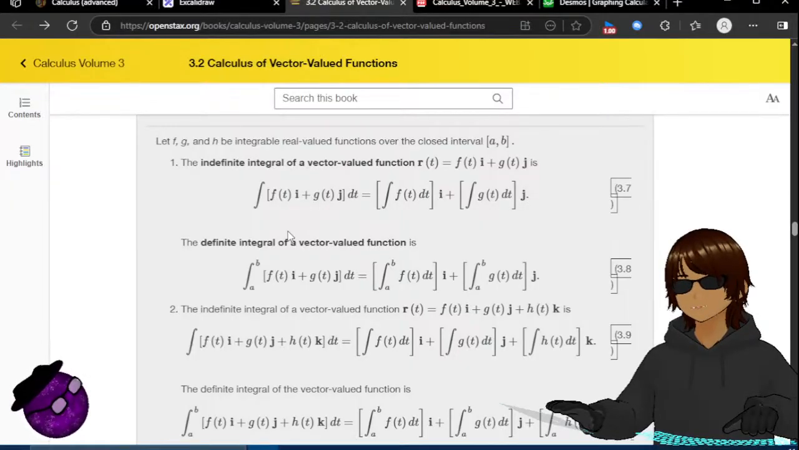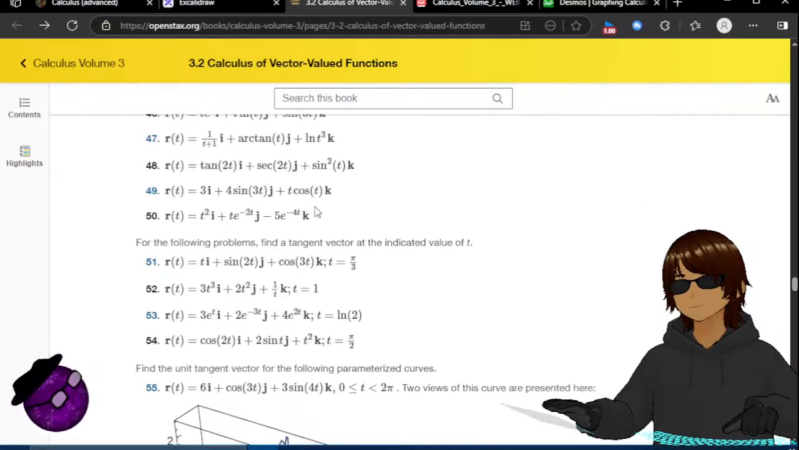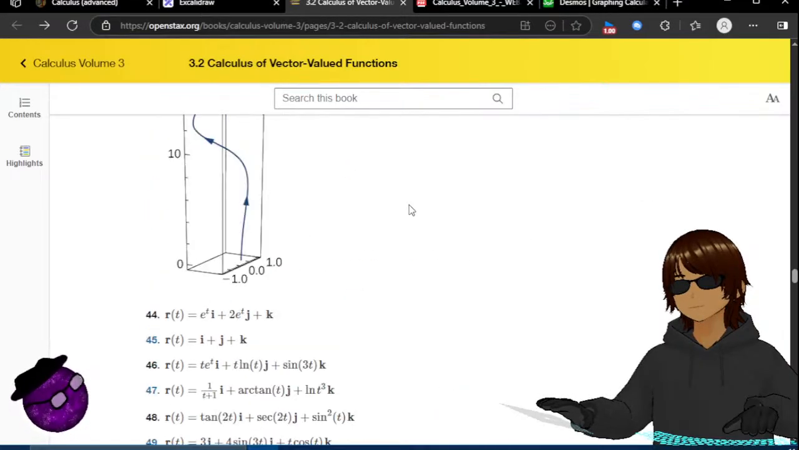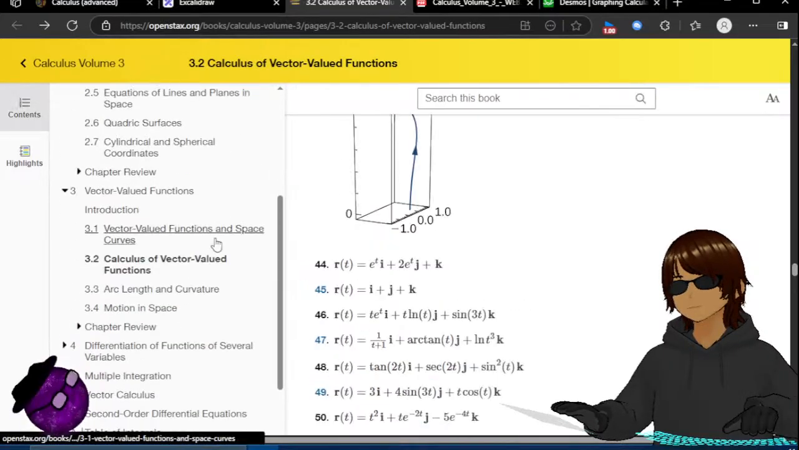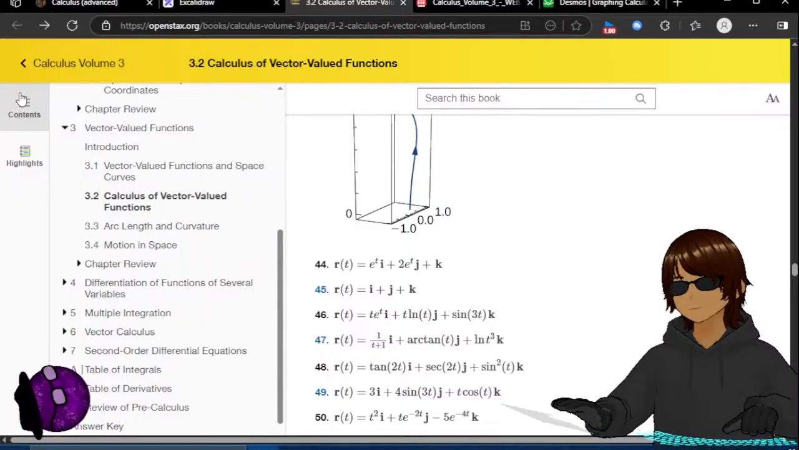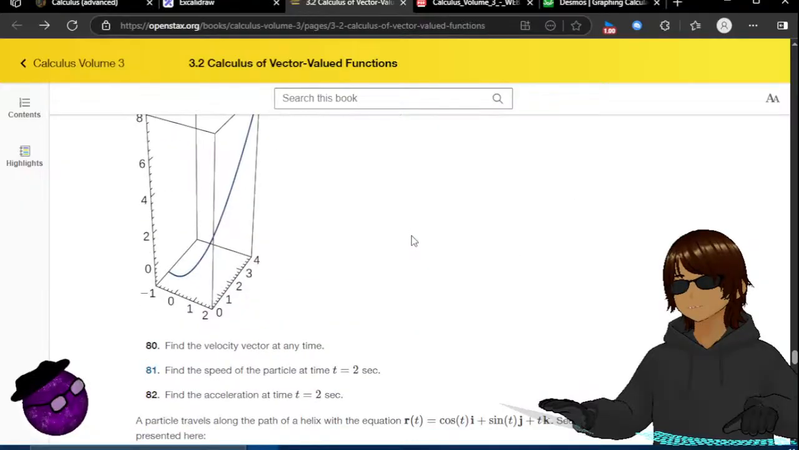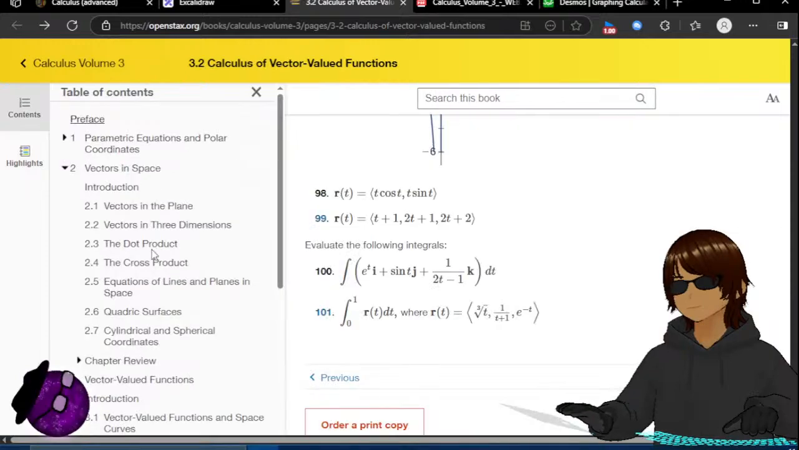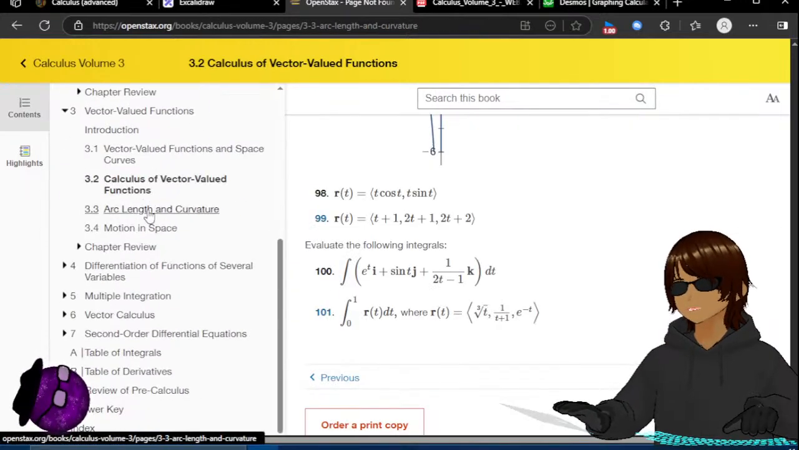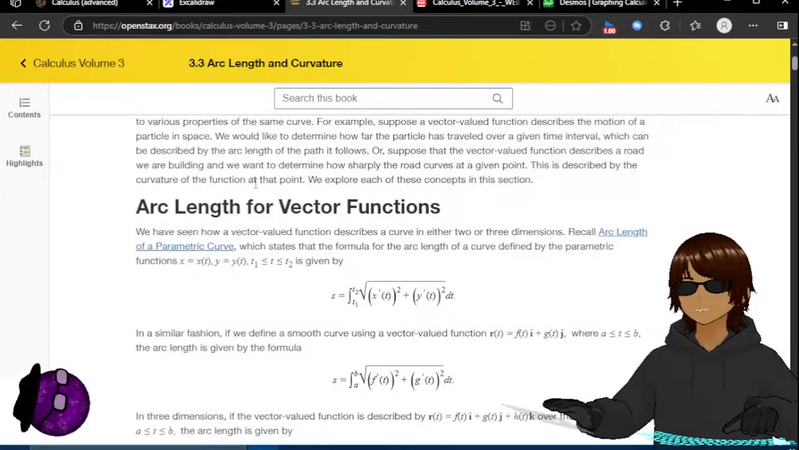And then for the integral, we integrate each part, right? What's the next chapter? Arc length and curvature. Okay, I think let's go to the next chapter. I took a lot more. I think that question took a lot of time. I should have, at least I got a practice with cross product because I really forgot that.